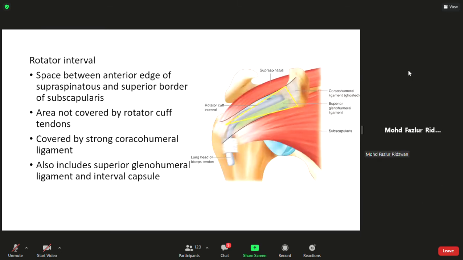On top of the rotator cuff, there's a rotator interval. It's covered by the strong coracohumeral ligament, so it provides more stability and more strength to the shoulder.